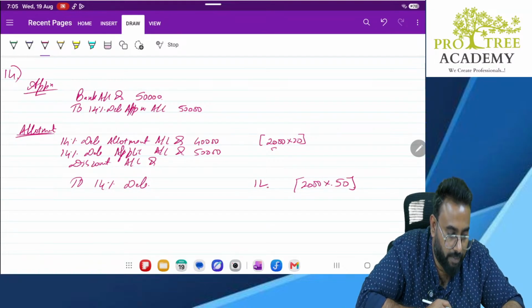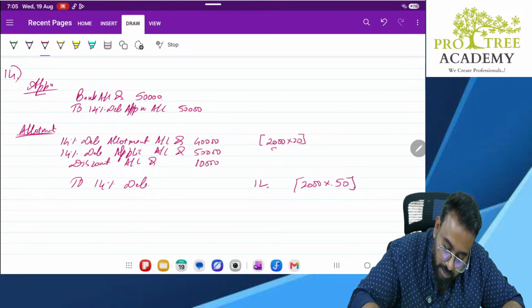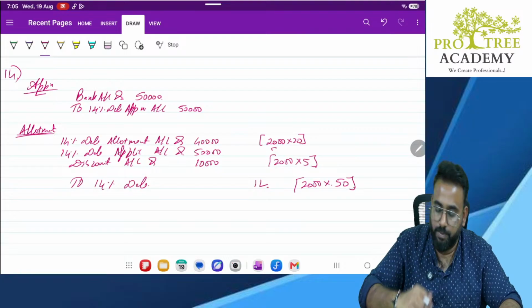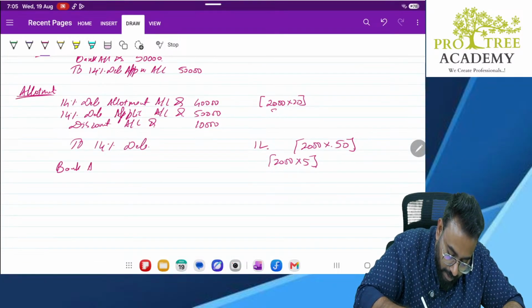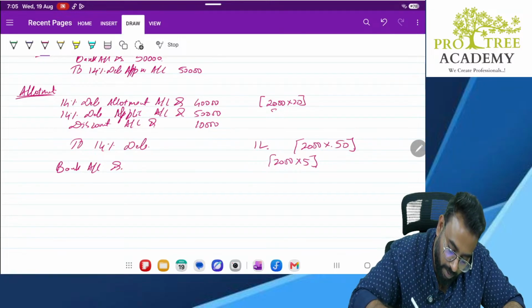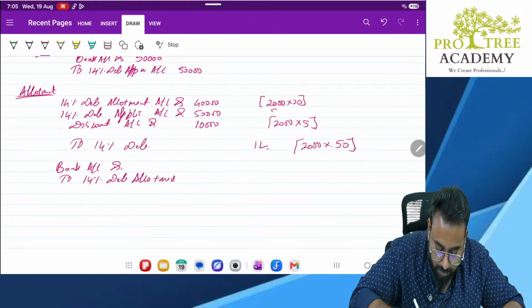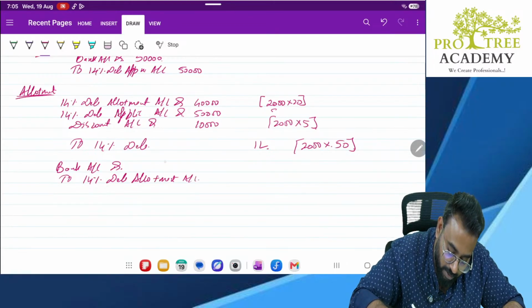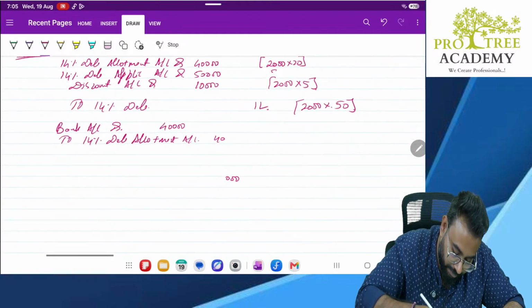Correct? Everybody? So what is the difference? How did you get 10,000? 2,000 shares into 5 rupees each. Clear? Next, when you receive the money, bank account debit to 14% debenture allotment account. Application has already been received, correct or no? Okay.